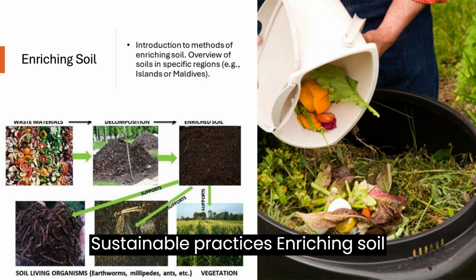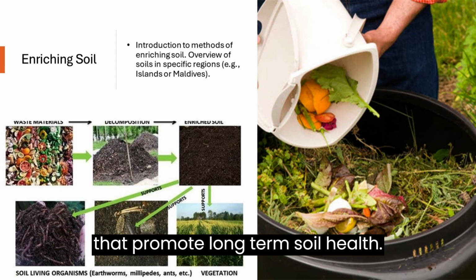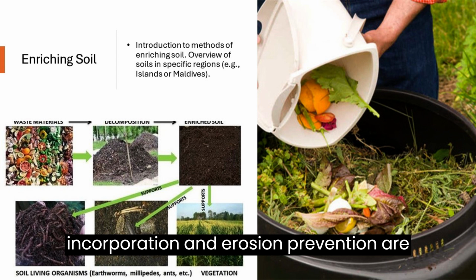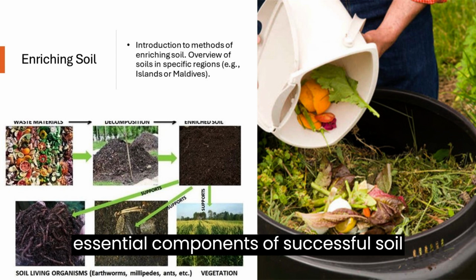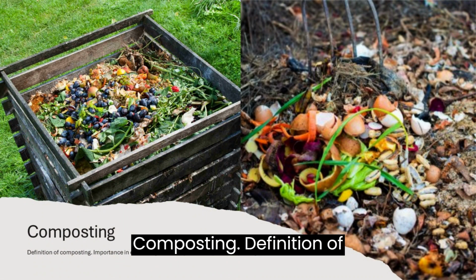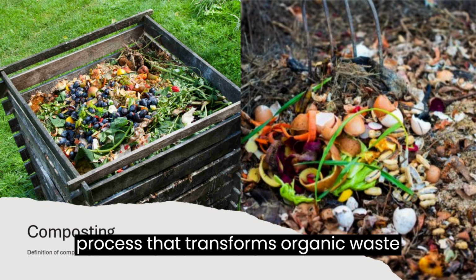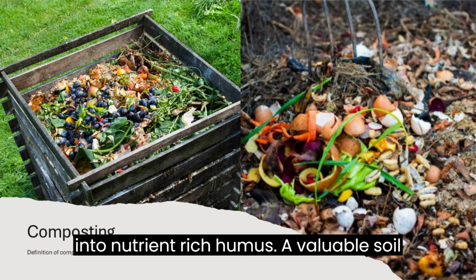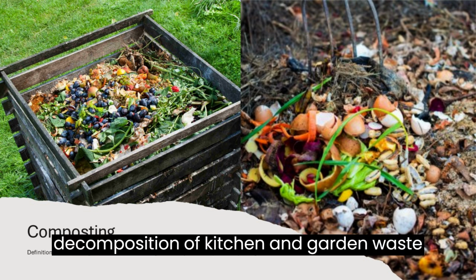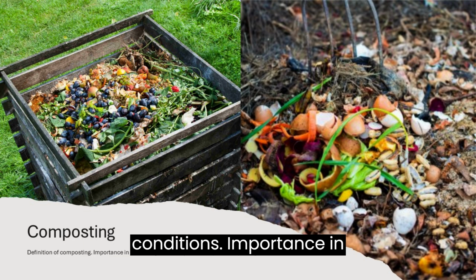Sustainable practices. Enriching soil requires adopting sustainable practices that promote long-term soil health. Balancing nutrient inputs. Organic matter incorporation and erosion prevention are essential components of successful soil enrichment. Composting. Definition of composting. Composting is a natural process that transforms organic waste into nutrient-rich humus, a valuable soil amendment. It involves the decomposition of kitchen and garden waste by microorganisms under controlled conditions.